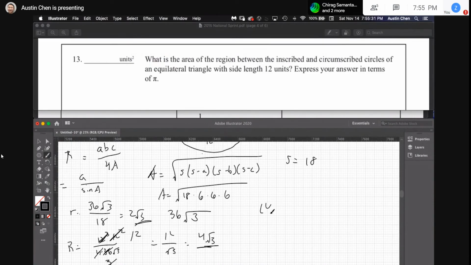Then we just need to square them, subtract, and multiply by pi.